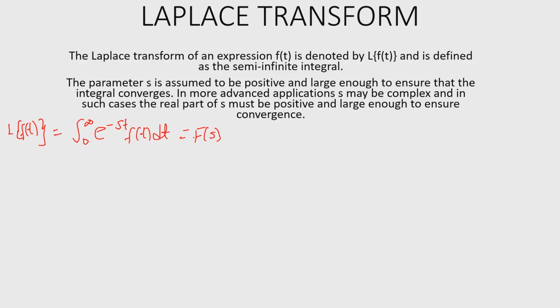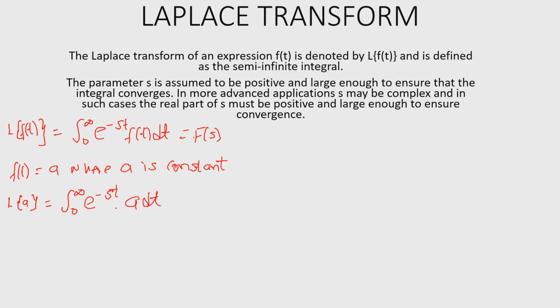Now you need to understand something: if for example you are to find the Laplace transform of a constant value, let's say f of t is equal to a, where a is constant, then the Laplace transform of a will be equal to the integral of e raised to the power of minus st, then my f of t is a, that's a constant, right? So multiply by a dt.